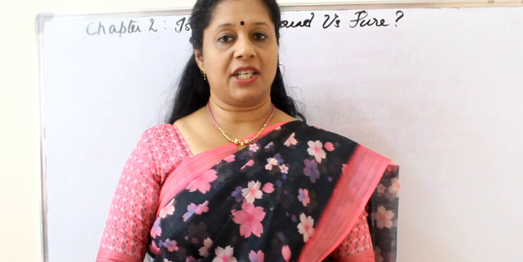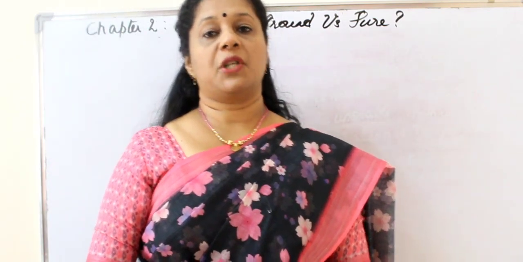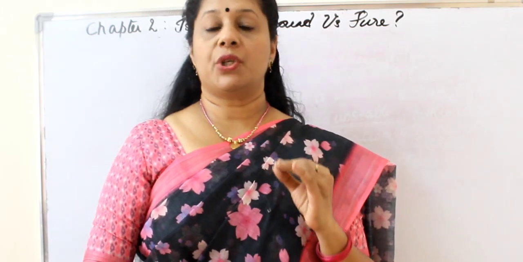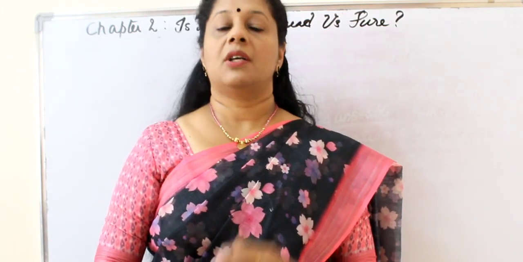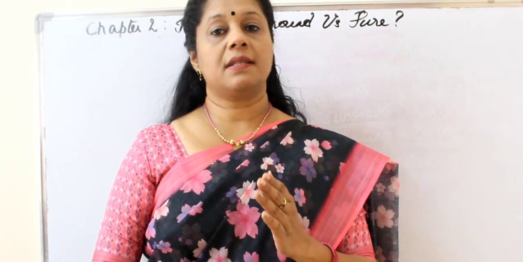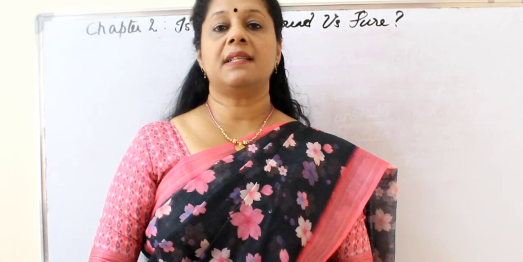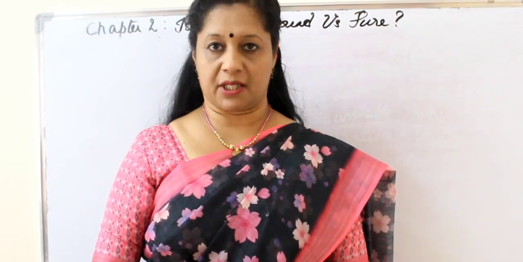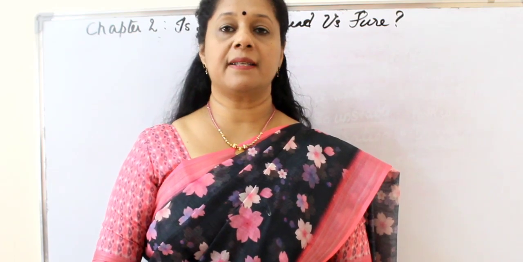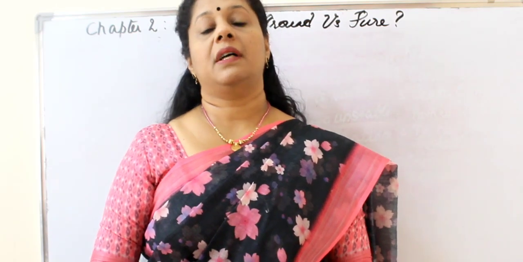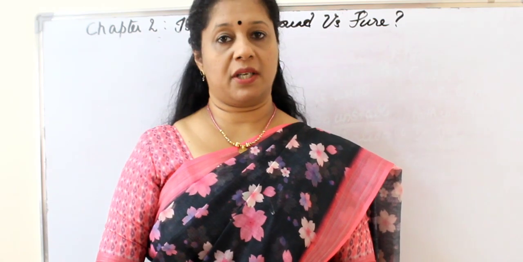We started with the second chapter, Is Matter Around Us Pure, and we learned up to suspensions and colloids. That is, solution, suspension and colloid we discussed. They are mixtures. Solution is a homogeneous mixture, whereas suspensions and colloids are heterogeneous mixtures. So mixture means different types of substances are present. But matter can be in pure form also. So what do pure substances mean? Only one type of substance will be present in that. So today we are going to learn about pure substances.